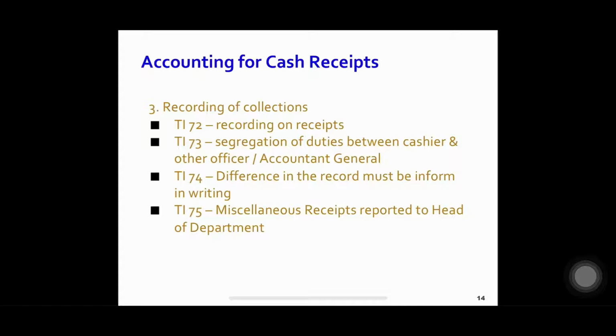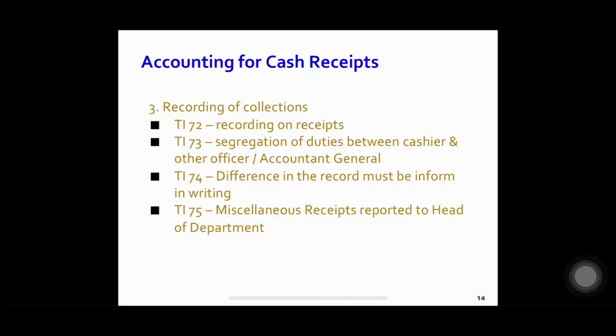Furthermore, it is recording of collections. Following TI 72, all receipts must be recorded individually into the cash book at the time the transaction occurs or before the end of the day. While the cashier records all the transactions, another officer other than the cashier must transfer the recording into the cash book. If there is no second officer available, the specific sanction must be obtained from the Accountant General.